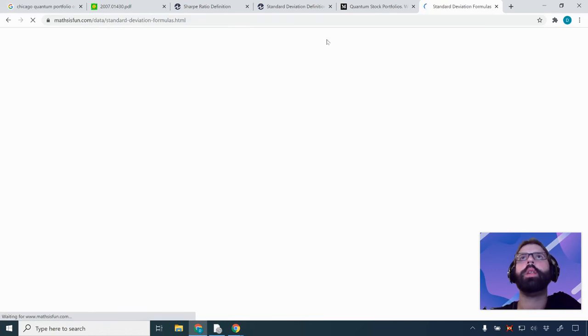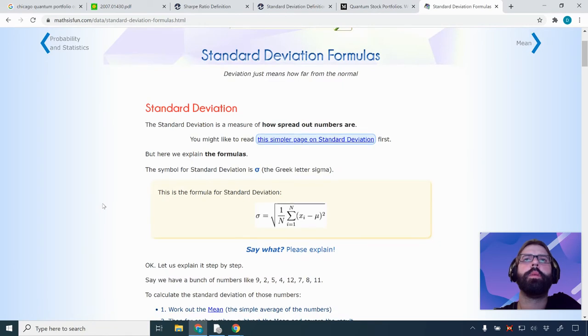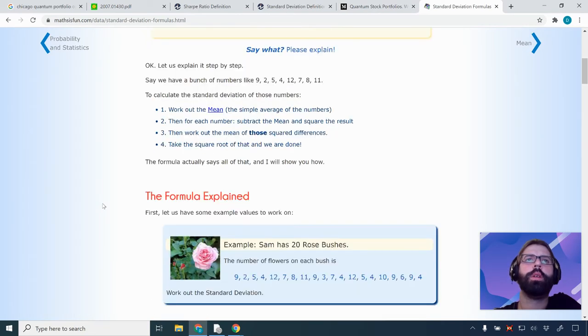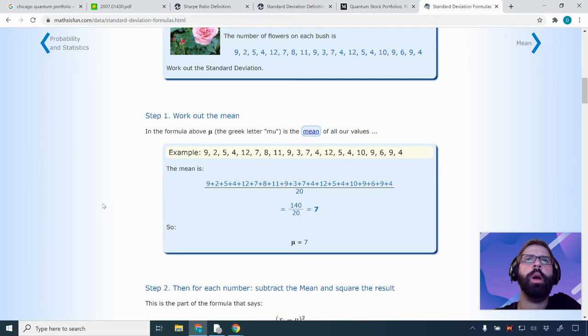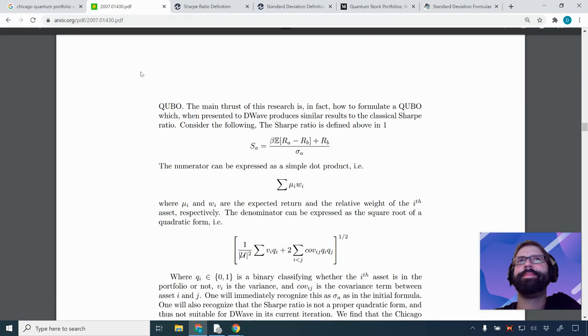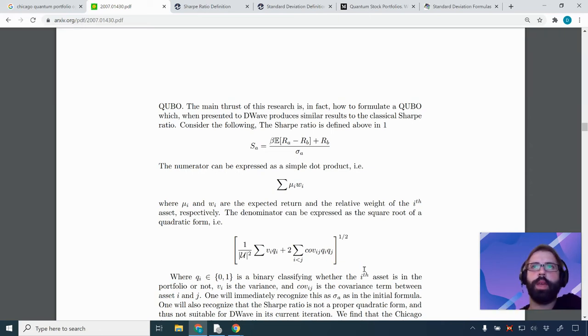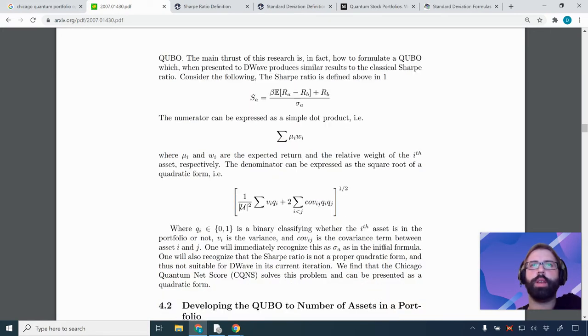Math is fun. Math is fun. Why? Sorry, it's a bit late. But it's fun. Yeah, that's the square root. Okay. And so essentially that's the square root, and then the covariance.